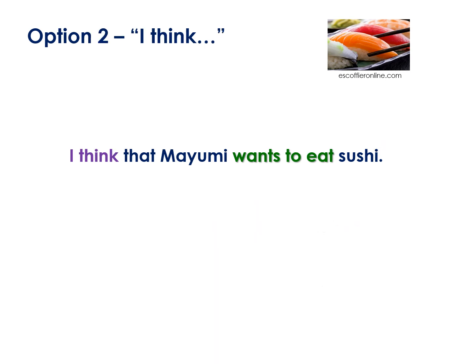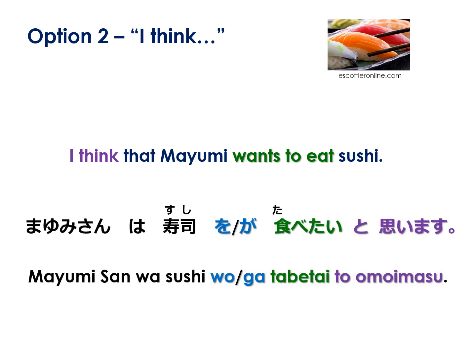Using the second option with to omoimasu, we can say Mayumi-san wa sushi o tabetai to omoimasu, or Mayumi-san wa sushi ga tabetai to omoimasu. Adding to omoimasu modifies the meaning to I think that Mayumi wants to eat sushi.